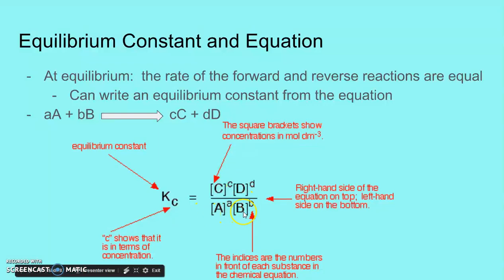And you put the reactants on the bottom. So I would have A and B on the bottom side. Concentration of A times the concentration of B, and A is going to be raised to the little a, which would be the coefficient in front of it, and B is going to be raised to the little b, which is going to be the coefficient in front of compound B.